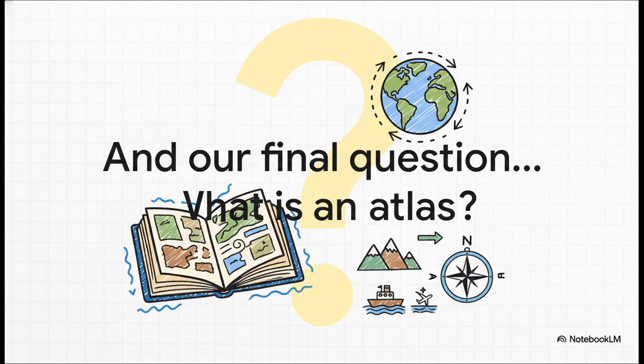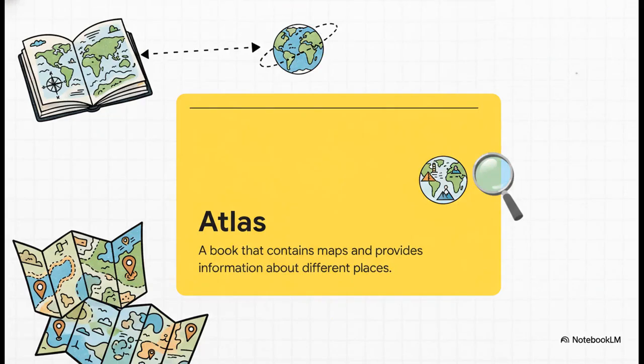It's a word you've probably used 100 times, but can you give me the official definition? What exactly is an atlas? That's it. An atlas is that amazing book packed with maps, giving us all the info we need about incredible places all over the world. So simple, but so important.